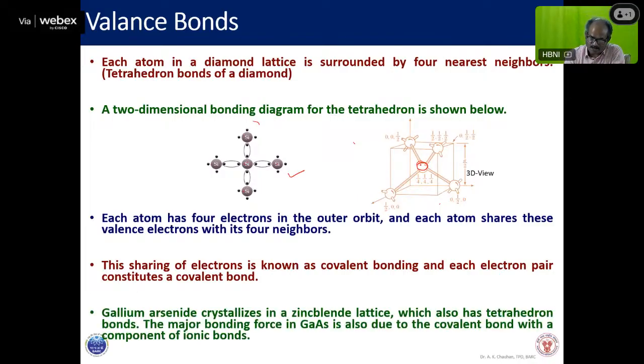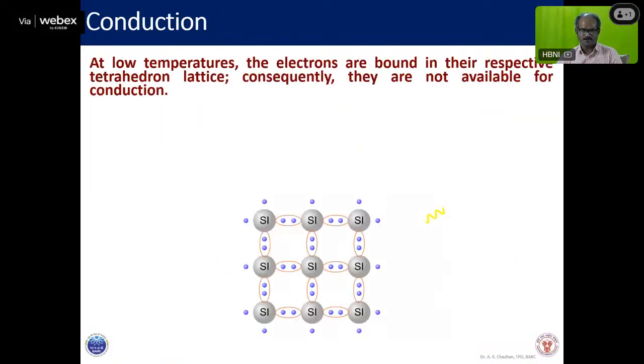However, in the case of gallium arsenide, suppose this is gallium and all these are arsenic, that is a zinc blende structure. So in gallium arsenide, this bond is not 100% covalent, but has a little bit of ionic character, but mostly it is also a covalent bond.